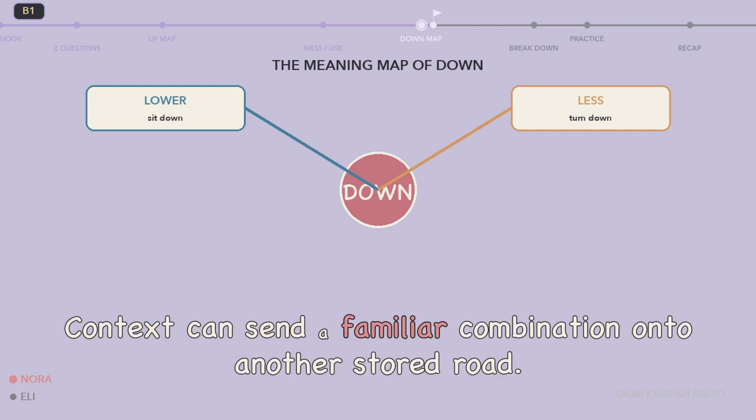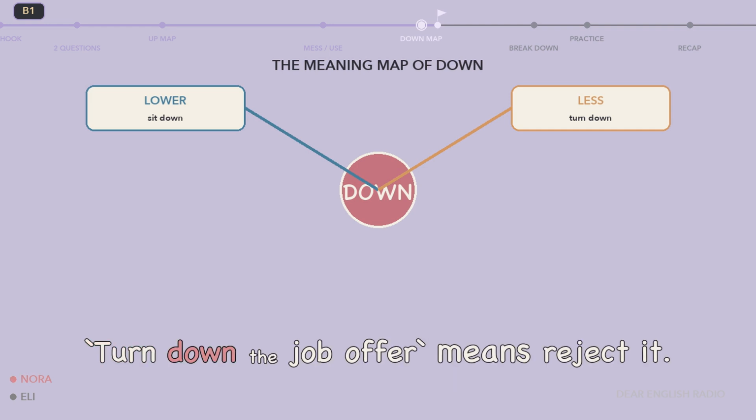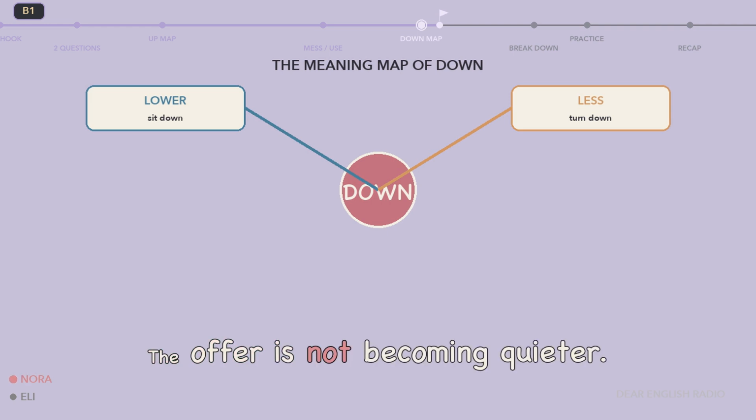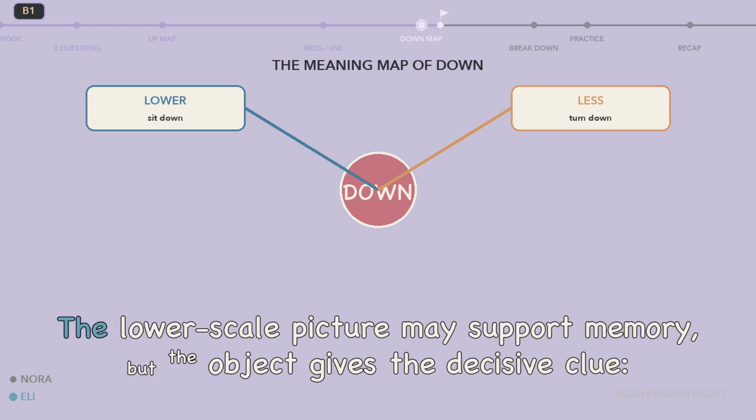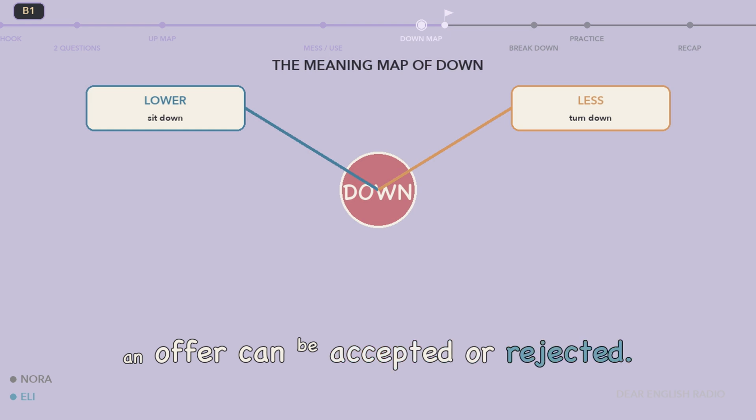Context can send a familiar combination onto another stored road. Turn down the radio means lower its level. Turn down the job offer means reject it. The offer is not becoming quieter. The lower scale picture may support memory, but the object gives the decisive clue. A device has a level. An offer can be accepted or rejected.